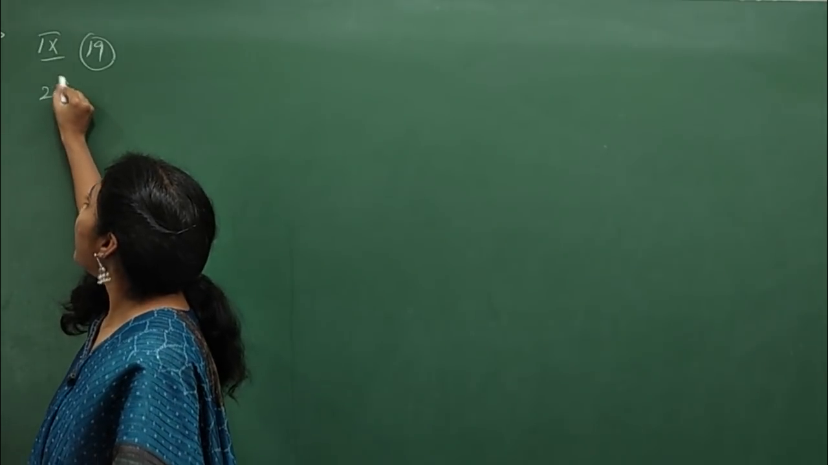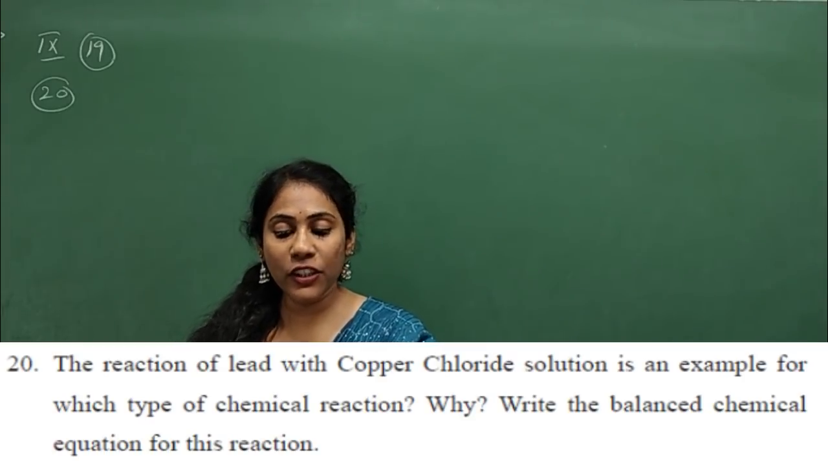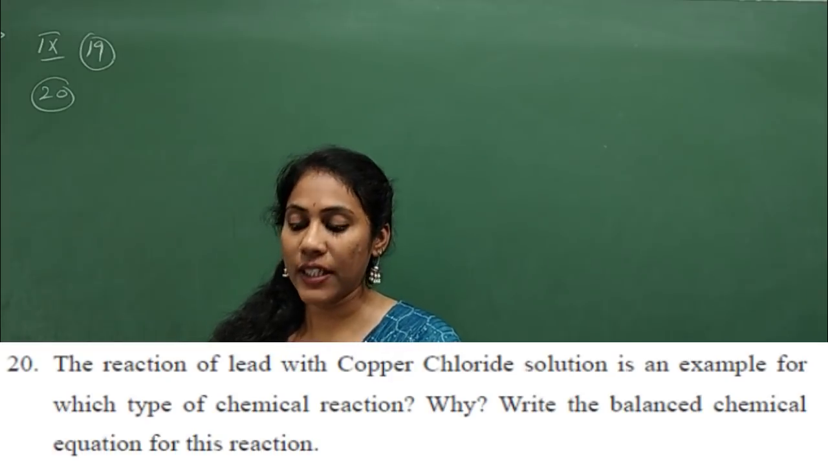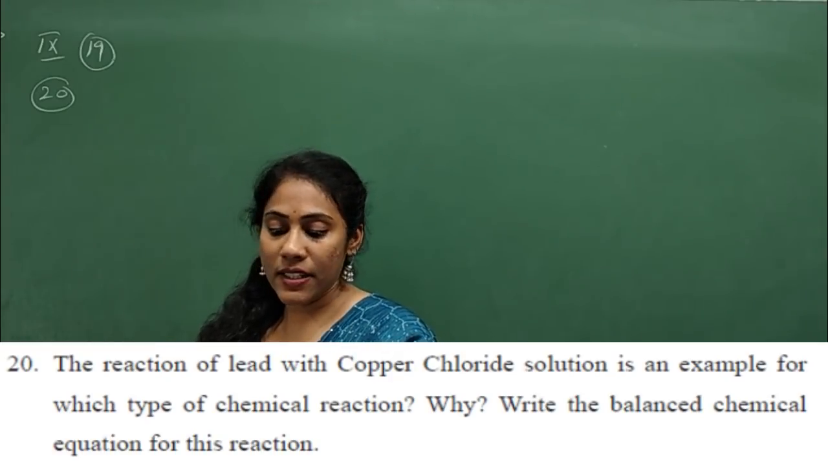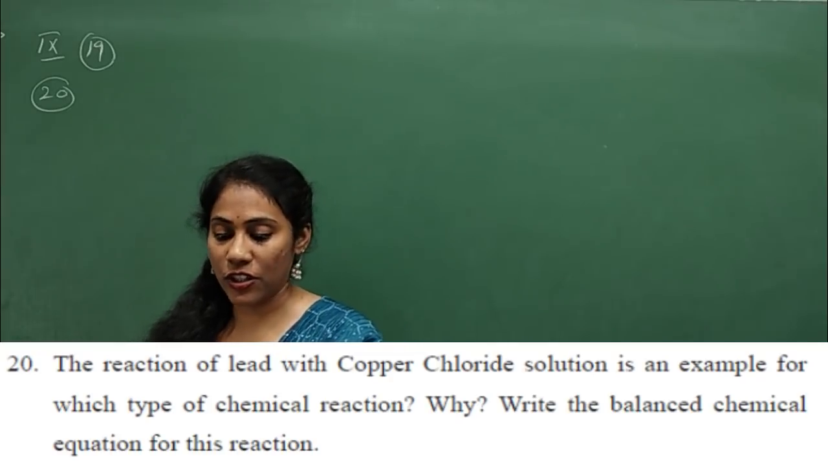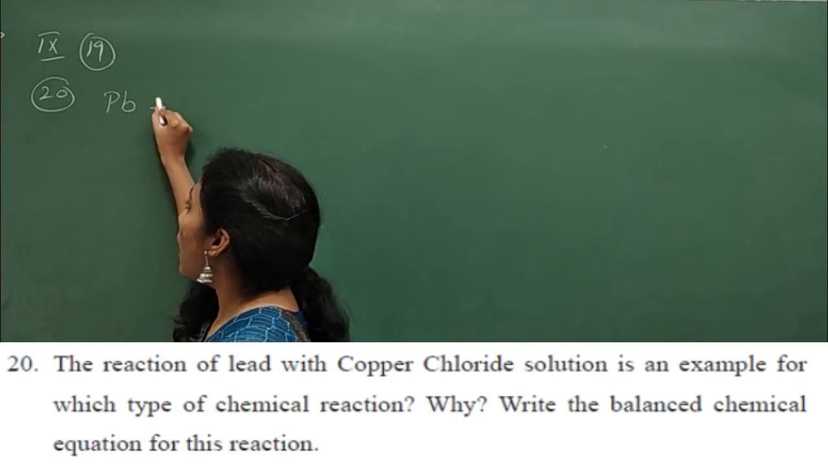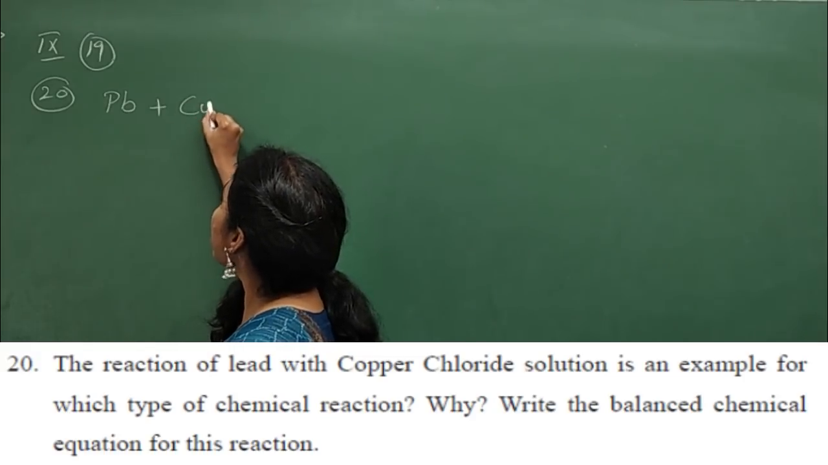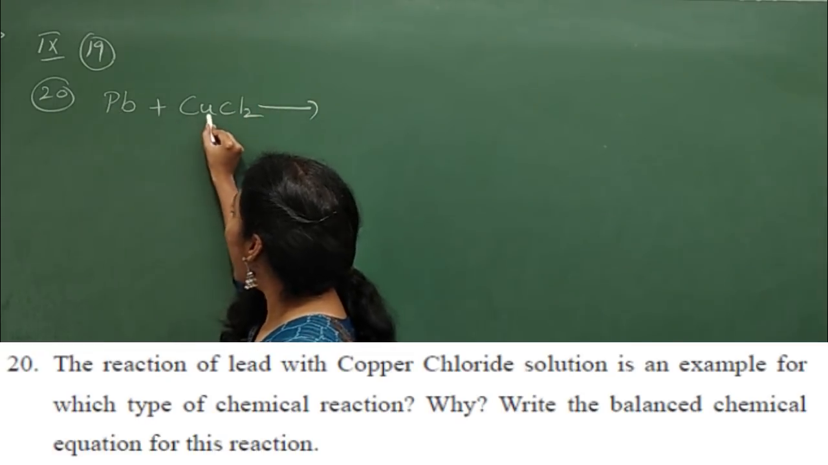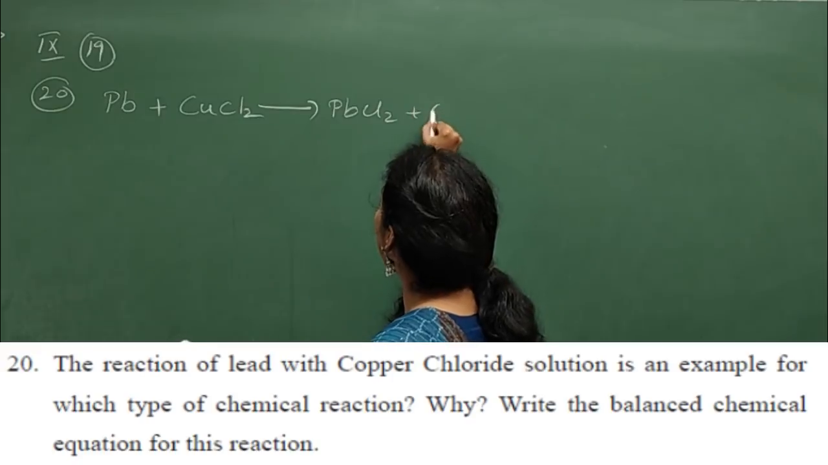And now I am directly going for 20th question. The reaction of lead with copper chloride solution is an example for which type of chemical reaction? Why? Write the balanced chemical equation for this. So first let me write the balanced chemical equation. Okay. So lead. What is the symbol for lead? It is Pb. So copper chloride. Copper chloride formula is CuCl2. So lead reacts with copper chloride to form lead chloride plus copper.